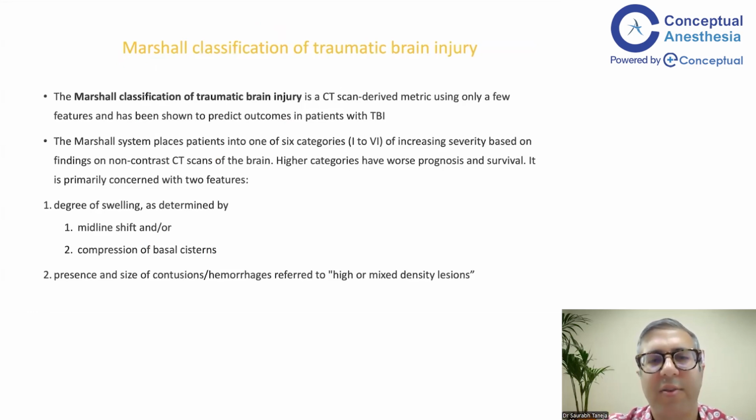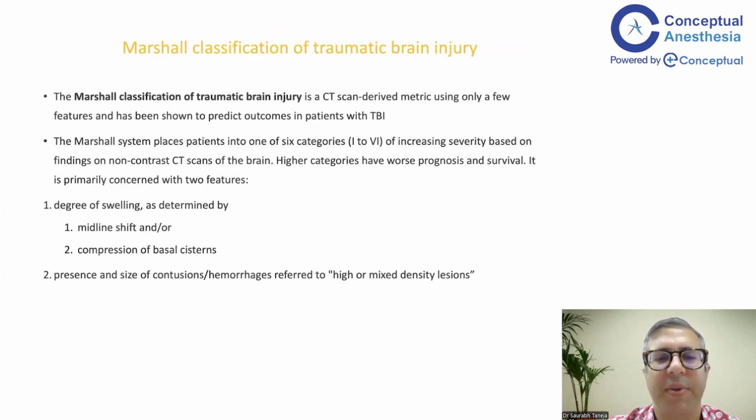The two CT guided scores that we should take into account. So I discussed the GCS score and the FOUR score. Then there are two CT scores, that is Marshall score and Rotterdam score. The Marshall classification of TBI is a CT scan derived metric used only with few features. Rotterdam is the most recent one. You should know that, and you should know that Marshall is also done for TBI.